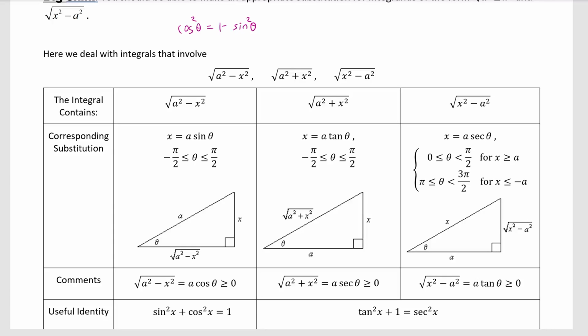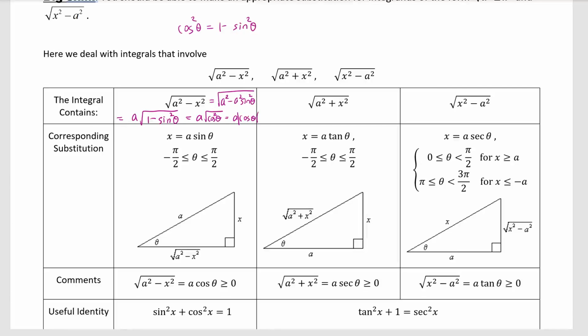So here, if you let x be a sine theta, then, well, what is this guy? Well, this is square root of a squared minus a squared sine theta squared. You see, we can factor out the a squared, and we can also pull the a squared outside the square root. Now it becomes a. Then what we have left is 1 minus sine squared. Wow, square root of 1 minus sine squared. This is actually square root of cosine squared. Okay, and what's square root of cosine squared? That's actually absolute value of cosine.